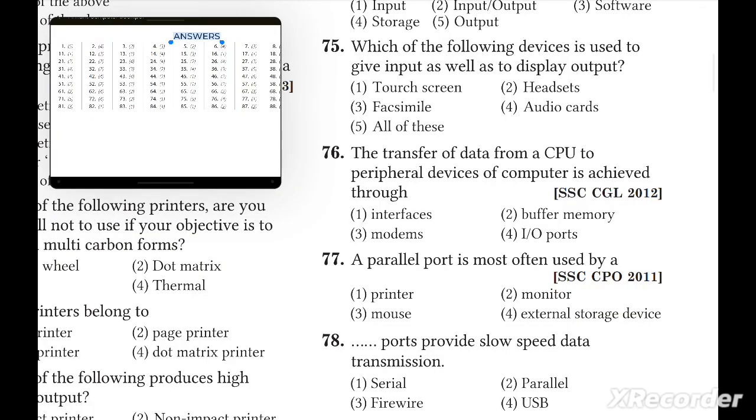Next, which of the following devices is used to give input as well as to display output? First, touch screen. Second, headsets. Third, facsimile. Fourth, audio cards. Fifth, all of these. The correct answer is fifth, all of these.